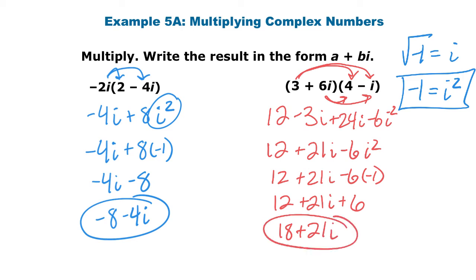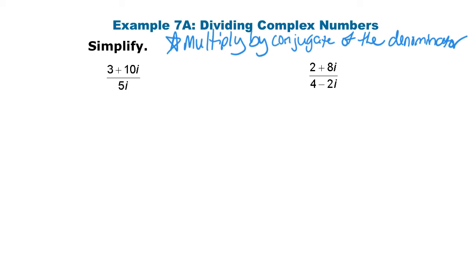So that is them multiplied together. It's really the same processes we've already used. You just have to remember that i squared is -1. Now we're going to divide with complex numbers.